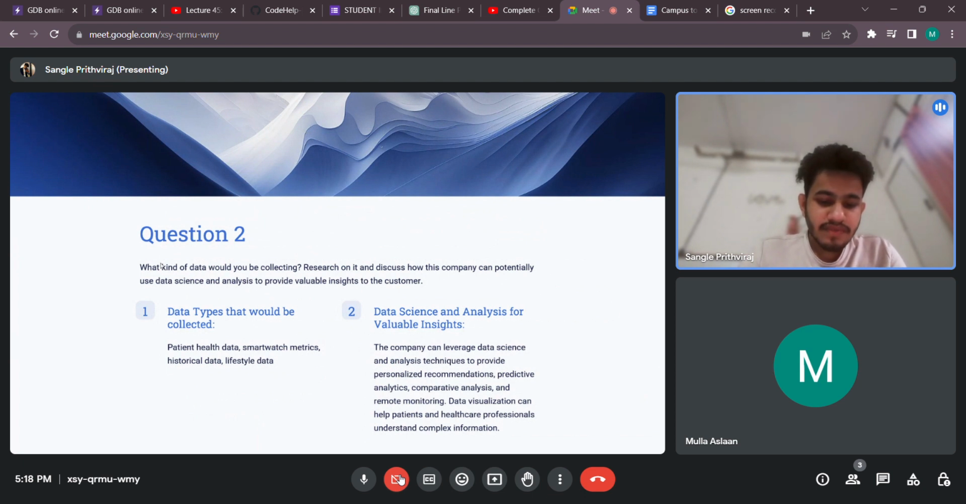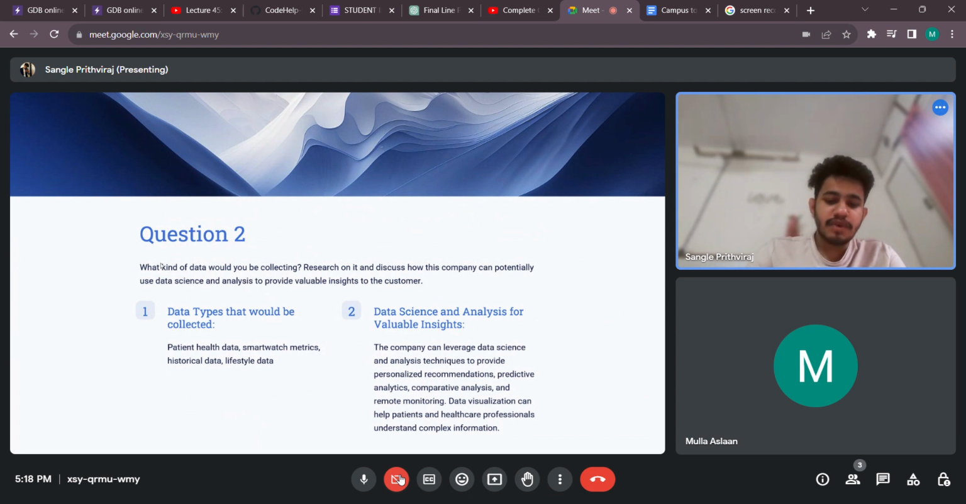To truly unlock the potential of this data, our company harnesses the power of data science and analysis, and these advanced techniques pave the way for providing our customers with highly personalized insights and recommendations. So, picture this for a moment: predictive analytics that foresees health trends before they even emerge. Consider the possibilities of comparative analysis, where individuals can benchmark their health against those with similar profiles. Envision the convenience of remote monitoring, enabling healthcare professionals to oversee patient health from remote locations. But that's not all.